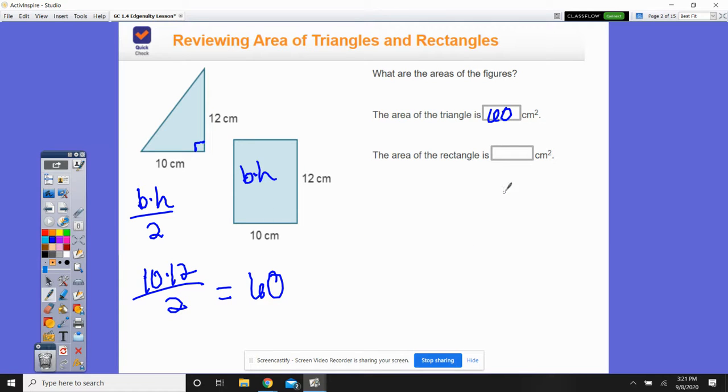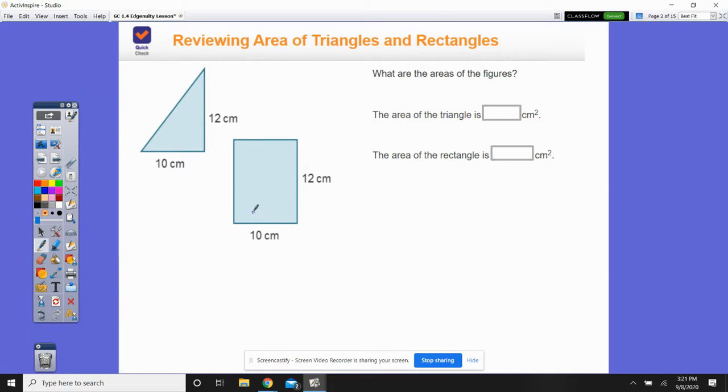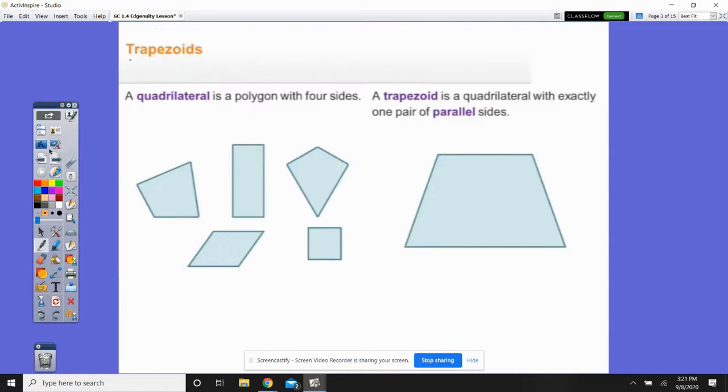For the base and height of this rectangle, it would just be 10 times 12, which is 120, and that is also centimeters squared. Don't forget that these guys are related because you can cut this, and those triangles would show up twice in that rectangle.